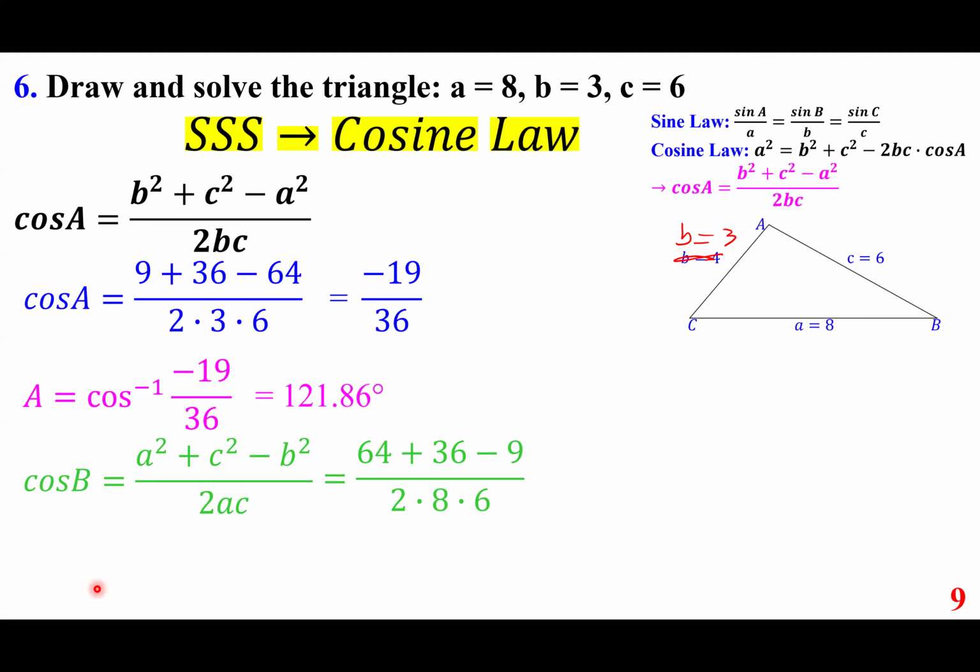All right. So A squared plus C squared minus B squared. Again, 8 squared is 64 plus C squared 36 minus B squared is 3 squared or 9. So they add up to 91 over 96. And so B is cosine inverse of that number. Putting it into a calculator results in 18.57 degrees.